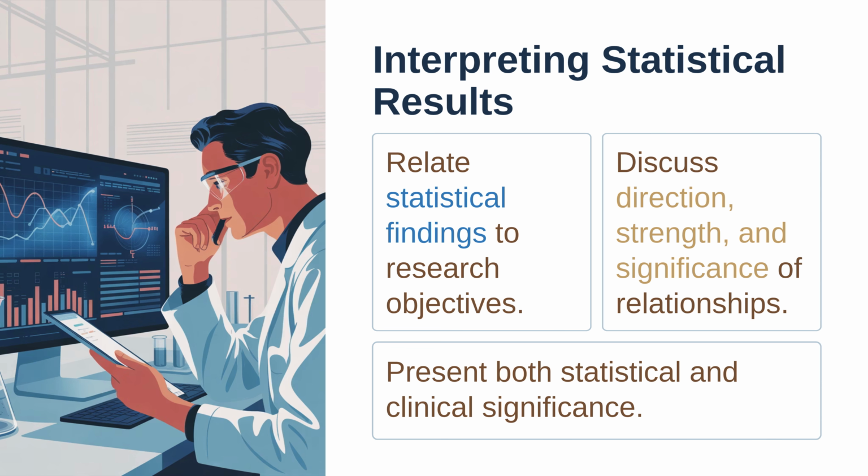Once data are analyzed, we interpret results according to the type of research. In interpreting statistical results for quantitative tests, we remember to, number one, relate findings to your research objectives. Always return to your main questions. Did you achieve your purpose? Next is to discuss direction, strength, and significance of relationships.